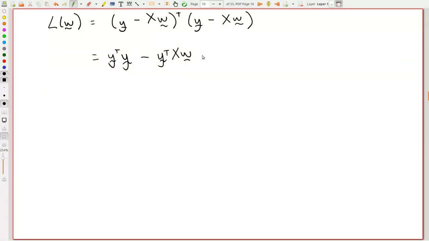Now we're going to multiply these two terms. Again, just multiplying out everything here, and I won't apply the transpose yet. Then we have the final term here. So this is going to be xw transpose times xw.